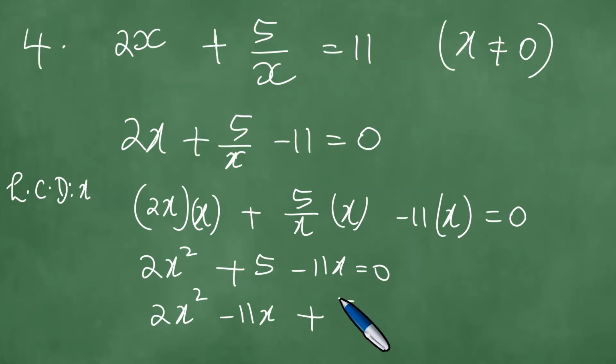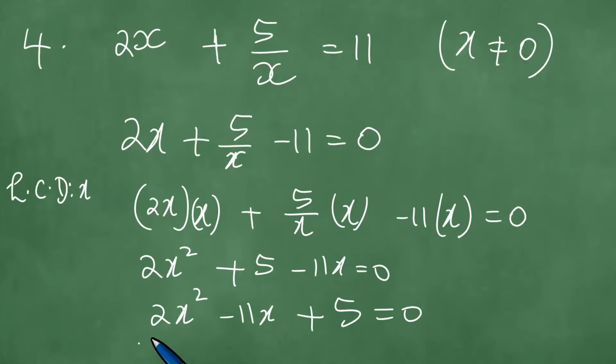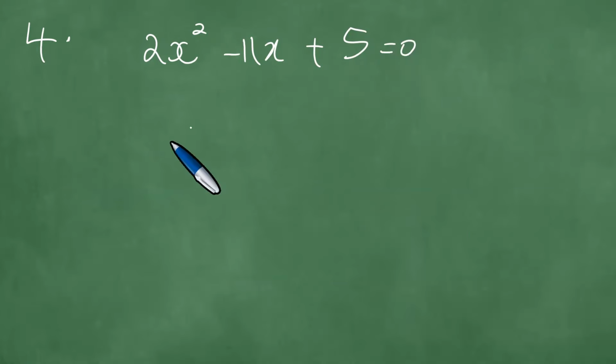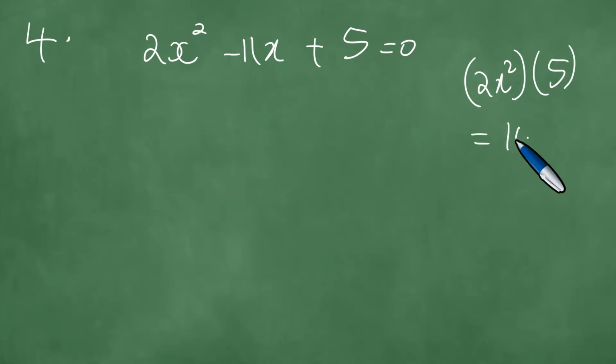So plus 5 equals 0, so that we have 2x squared minus 11x plus 5 equals 0. What are the factors of this? That's the question we ask. To get the factors, we take the quadratic term, 2x squared, and multiply by 5, and the result is 10x squared. With 10x squared, what are the factors of 10x squared that give minus 11? Those obviously are minus 10x and minus x.